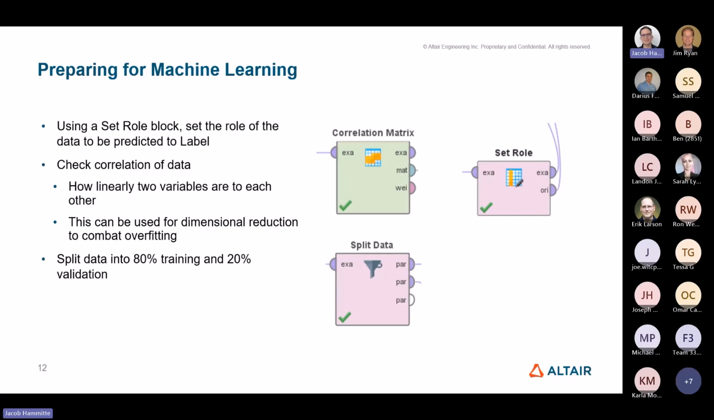The correlation matrix is another block that you will come across within RapidMiner. You can use this to quickly create a matrix that checks whether anything is super correlated, which means linearly connected. And finally, the split block lets you split the data set into 80% training and 20% validation.